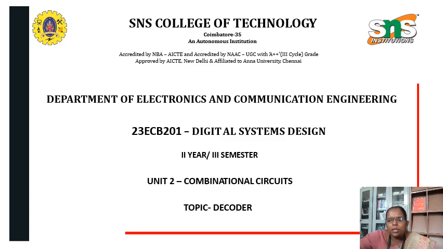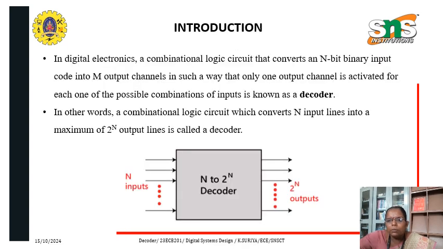In this video, let us see about decoder. In digital electronics, a combinational logic circuit that converts an n-bit binary input code into m output channels in such a way that only one output channel is activated for each one of the possible combinations of input is known as a decoder. In other words, a combinational logic circuit which converts n input lines into a maximum of 2 power n output lines is called as a decoder. This is shown in the diagram here where we have n inputs and 2 power n output lines.